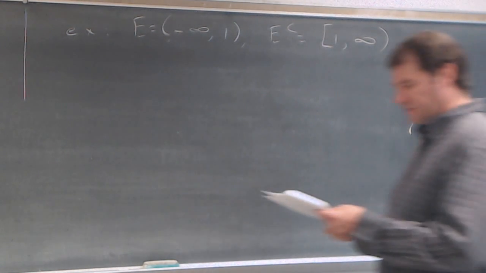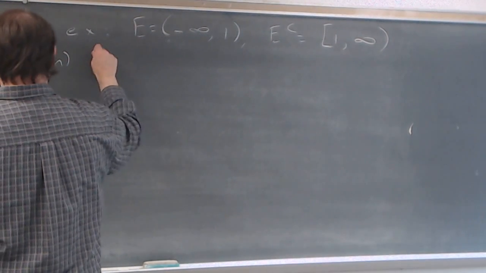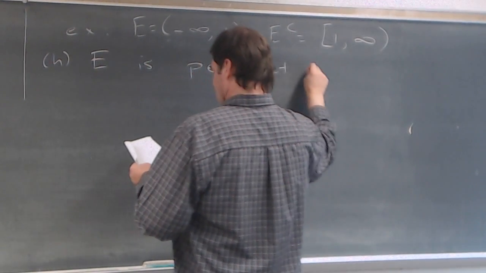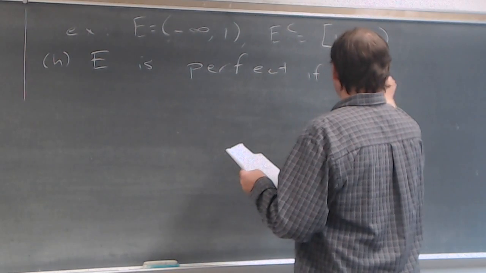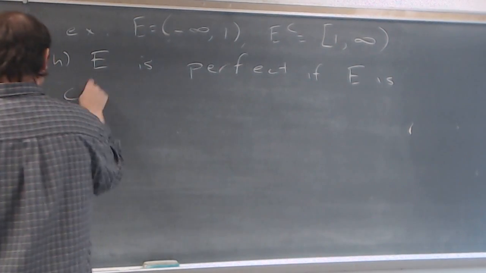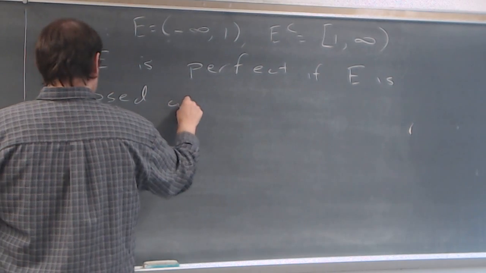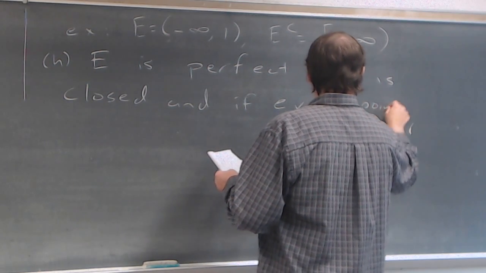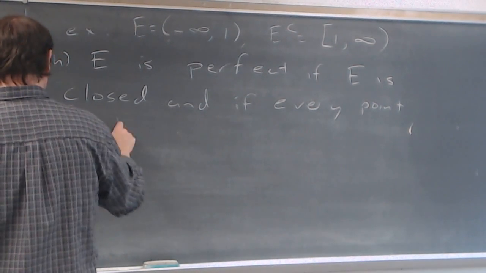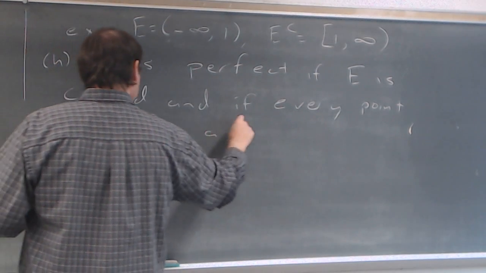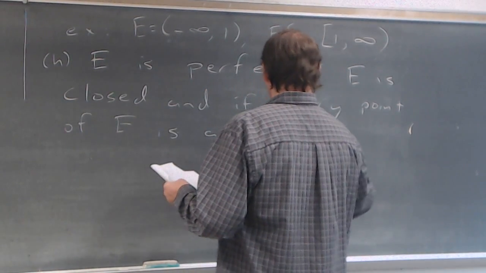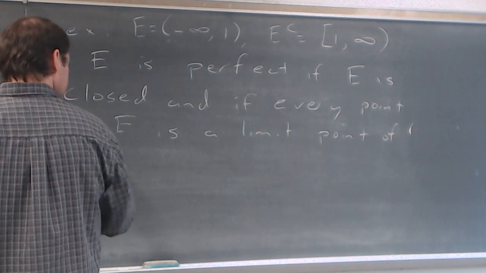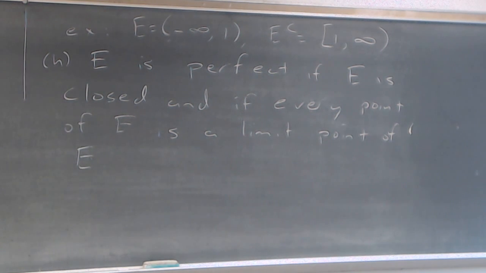Next definition we're going to give is that of a perfect set. So E is perfect if E is closed and if every point of E is a limit point of E. So that's what it means to be perfect.